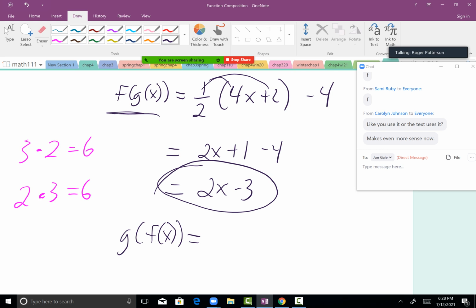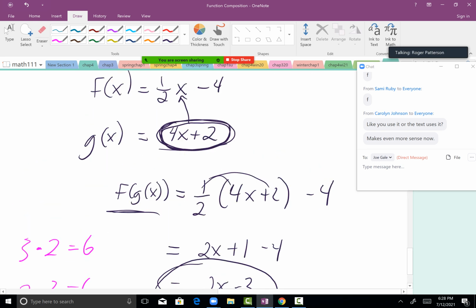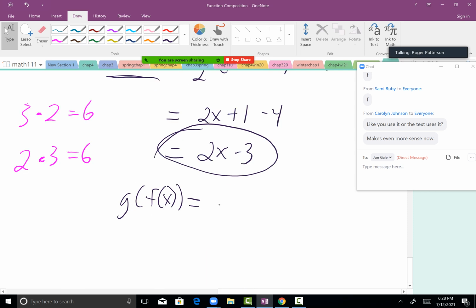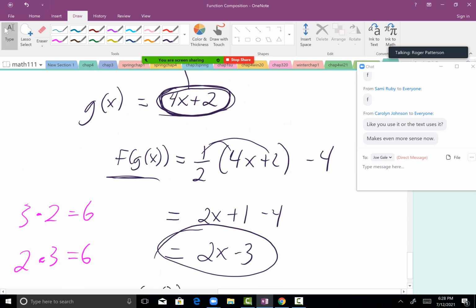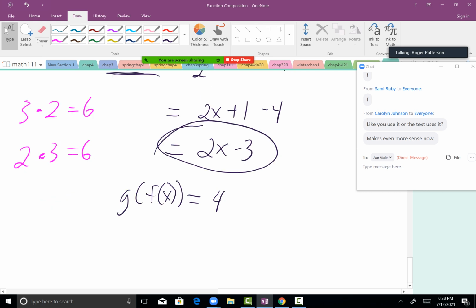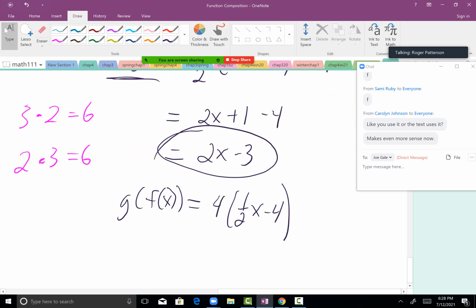All right, so now I'm going to take the f function and put it into the g. So I'm going to go backwards. So let's see. I'm going to get 4 times. Now I'm going to take 1/2 x minus 4. And then I'm going to put plus 2 here.